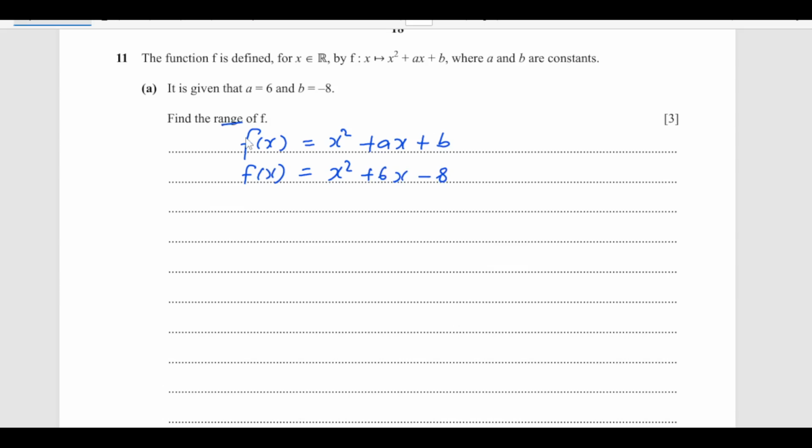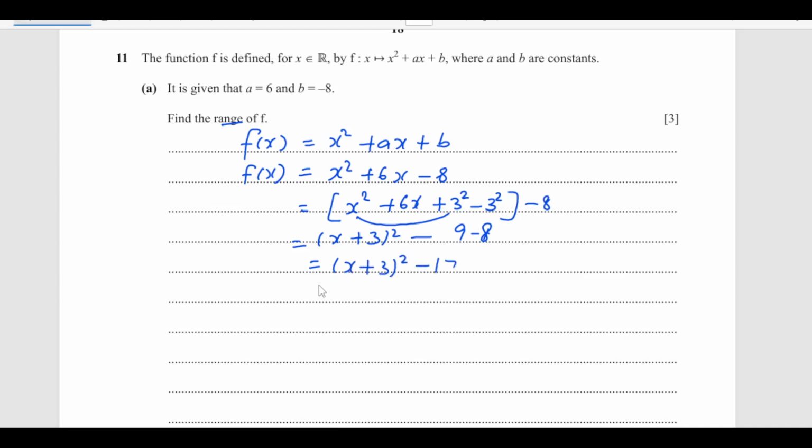So, to find the range we have to put it in completed square form, which is going to be easier. So, this is x squared plus 6x. To do that, take half the coefficient of x, subtract and add, right, and then we will see. So, this gives us (x plus 3) squared minus 9 minus 8. So, this is (x plus 3) squared minus 17. So, this is our f(x) now.